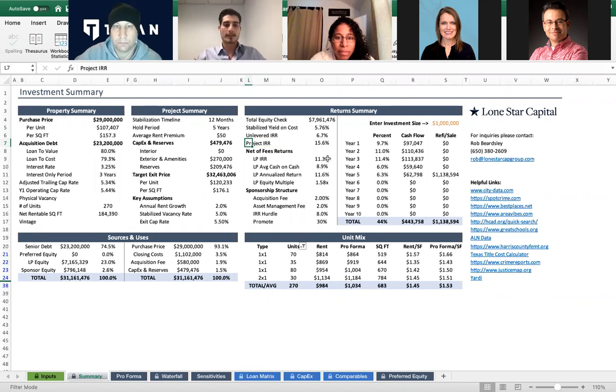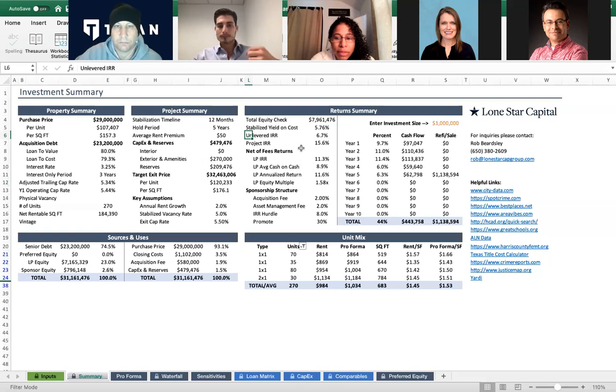Meaning, if I bought this deal with no debt, I would be able to get 5.3% on my money every year, assuming nothing changes. But what that cap rate doesn't tell me is anything about reversion value or how much money I'm going to make upon sale. And so that's where IRR comes into play.